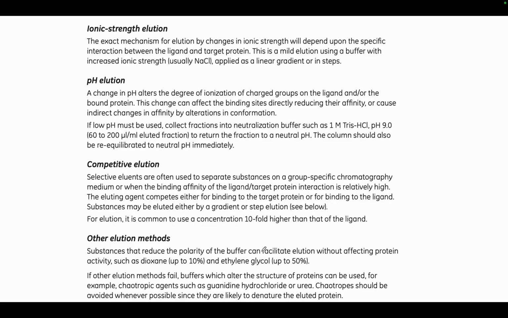Now, of course, if none of these are causing our protein to elute, we can alter the structure of the protein itself, right? So we can denature the protein and the protein will come out. So we would use things like guanidine hydrochloride or urea. These are called chaotropic agents because they cause protein denaturation. So if you can refold your protein after this, then well and good. This is a solution that you can use.